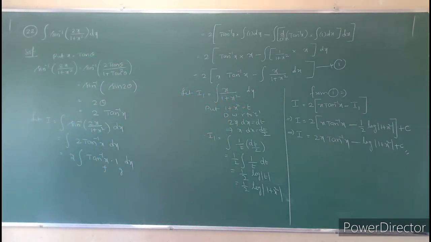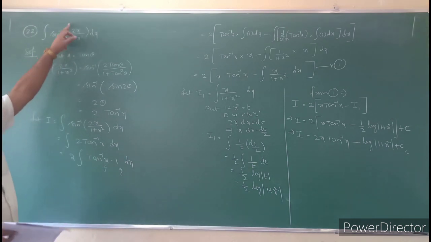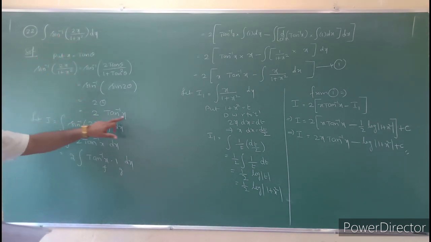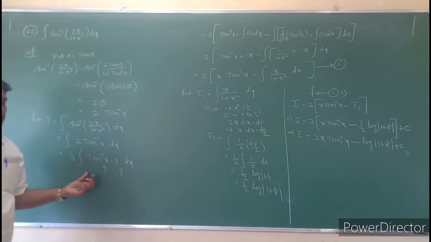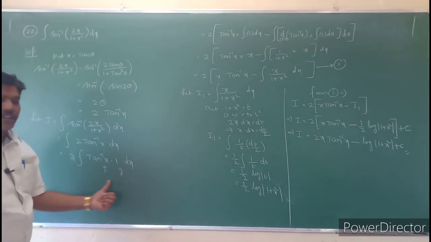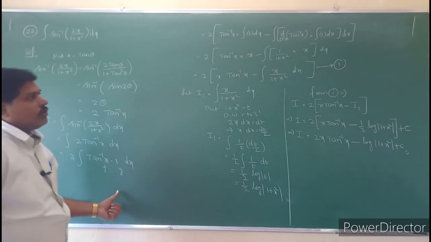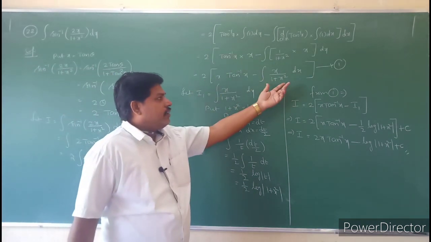So see that question, students. First, sine inverse of 2x by 1 plus x square is nothing but 2 tan inverse x. The problem will become 2 into integral of tan inverse x into dx. You don't have the direct integration of tan inverse x, so what we have to do is write it as tan inverse x into 1, and apply the integration by parts formula. At the end you will get this value.